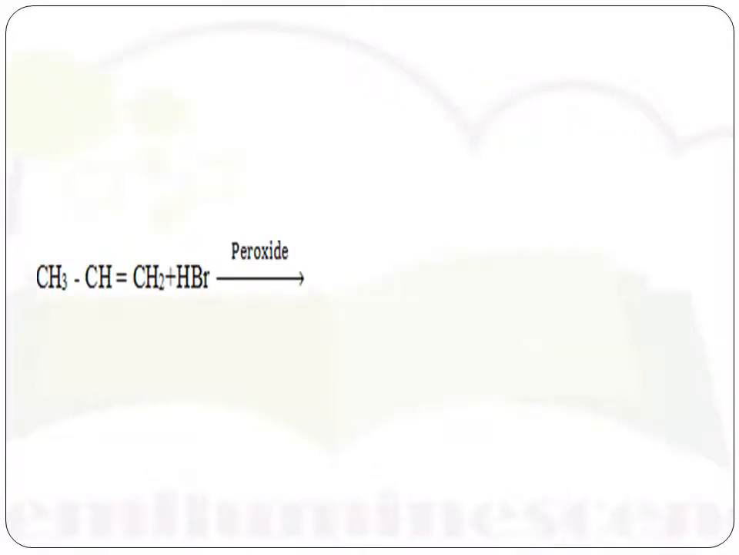Now let's see the next example. Again, a similar example where you can see this is an unsymmetrical alkene and the addition of HBr, that is an unsymmetrical reagent, to this unsymmetrical alkene. What do you think? There is again the formation of two products.